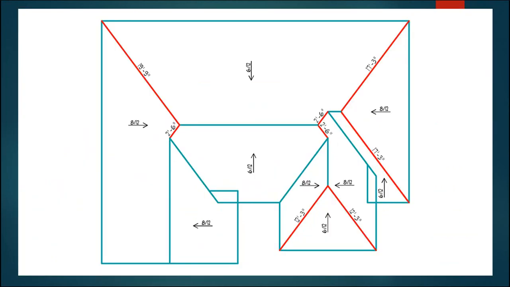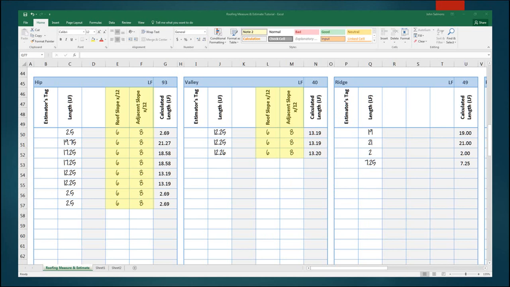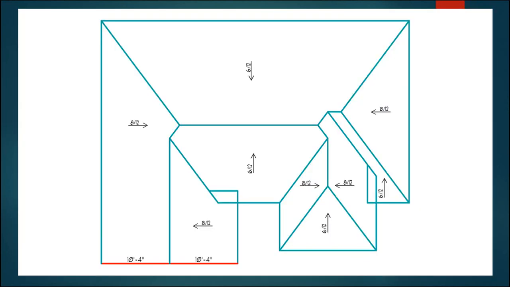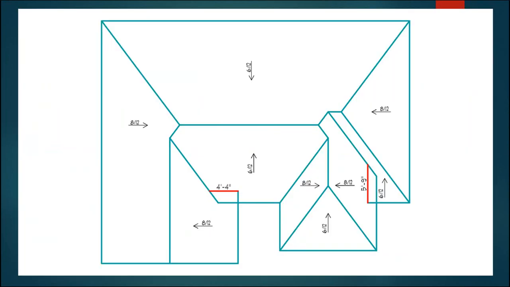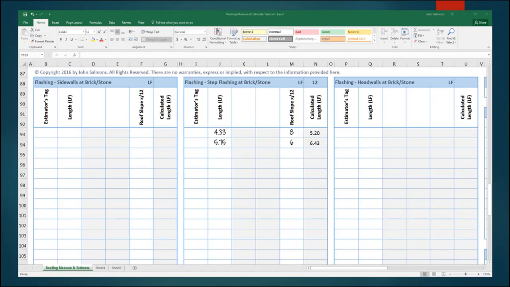Take a look now at our hips, valleys, ridges. This is what those dimensions look like when entered into the spreadsheet. And notice the 6 and 12 and 8 and 12 roof slopes on the hips and valleys. Then we're going to take a look at our roof overhang lines, our rakes, our eaves, and enter that into the spreadsheet. And then lastly, we can measure our flashing points. In this example, I'm saying that we're using step flashing and the wall finish is brick or stone. You can also key it in to where it's head wall or sidewall flashing in siding or stucco as well.